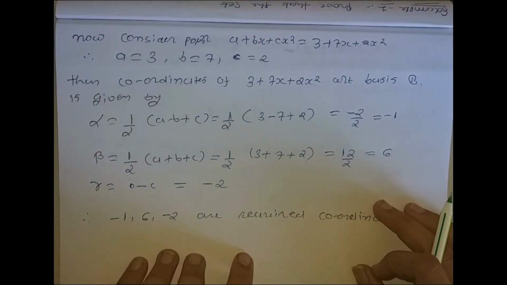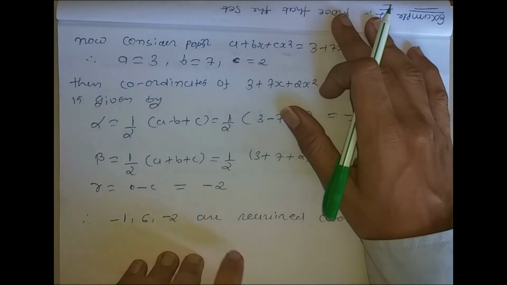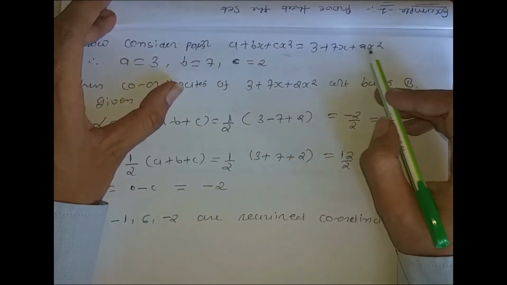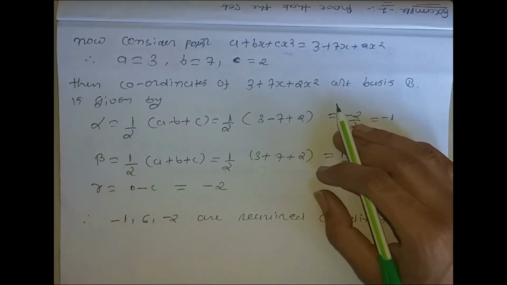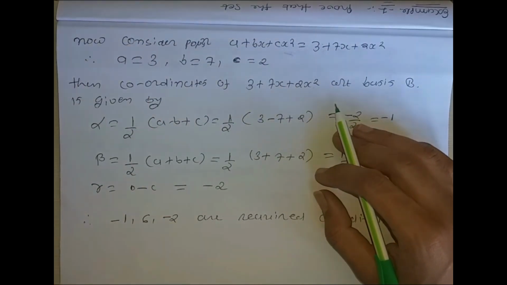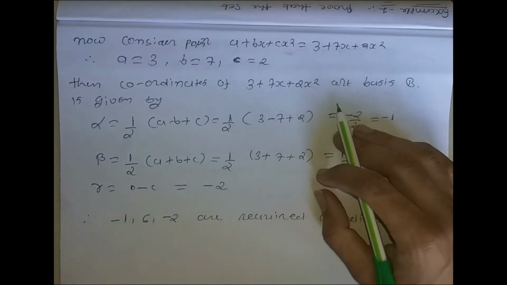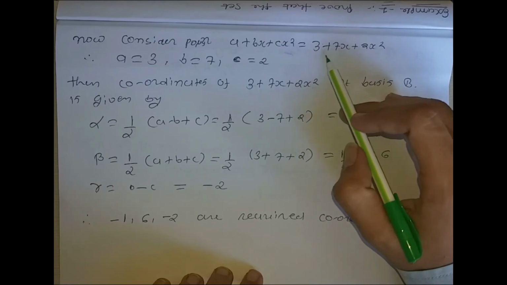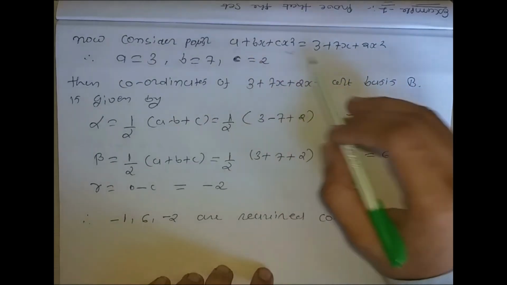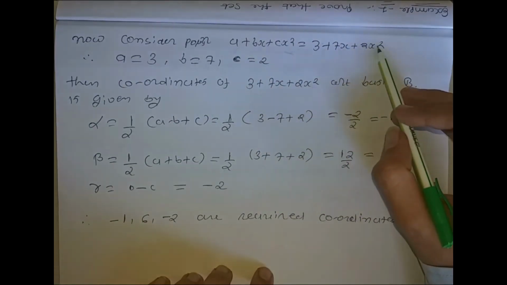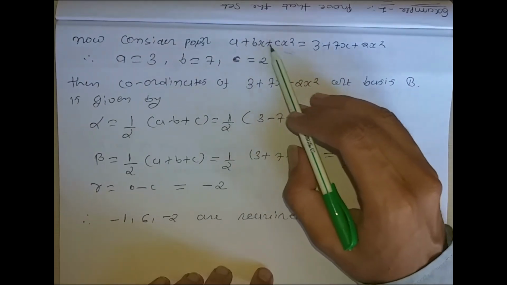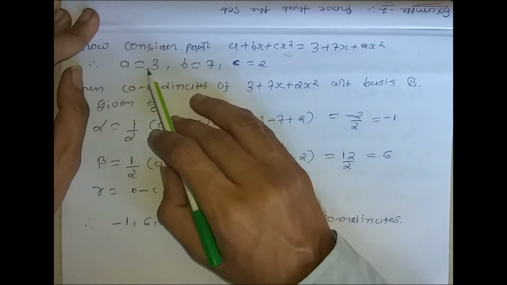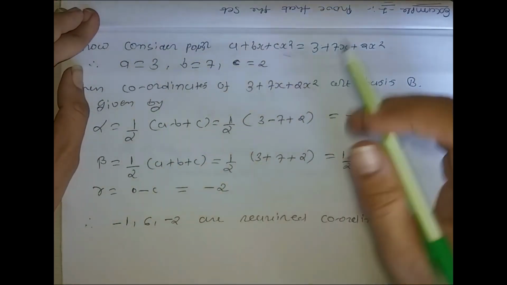Now what is our next aim? Our next aim is to find the coordinate of the polynomial 3 plus 7x plus 2x square with respect to basis b. The basis b that we found, with respect to it we have to find the coordinates of this polynomial. So first of all, compare this polynomial 3 plus 7x plus 2x square with a plus bx plus cx square. So what do we get? a is equal to 3, b is equal to 7 and c is equal to 2.